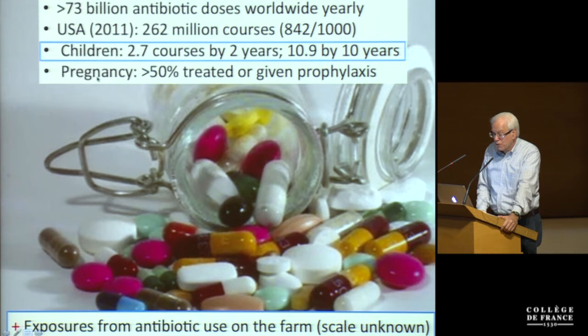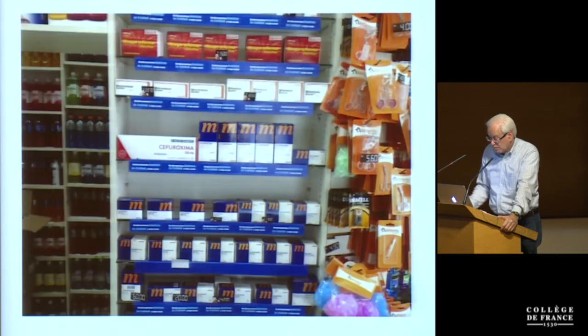During pregnancy, just before the intergenerational transfer of the microbiota, in the US, more than 50% of women are treated with antibiotics or given antibiotic prophylaxis. There is also antibiotic exposure from the use on the farm, and we don't really have any idea what the magnitude of that is, but it's been going on for 70 years. Antibiotics in the United States require a prescription. In many parts of the world, no prescription is required. This is from a small village in the Peruvian Amazon where the antibiotics are available generically over the counter, all manufactured in China, I might add, and readily available to anyone who's willing to pay the pharmacist.